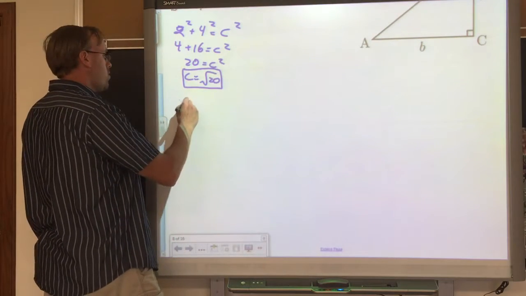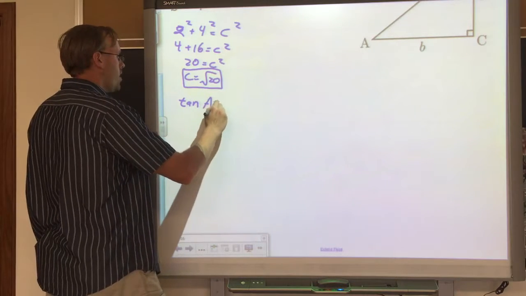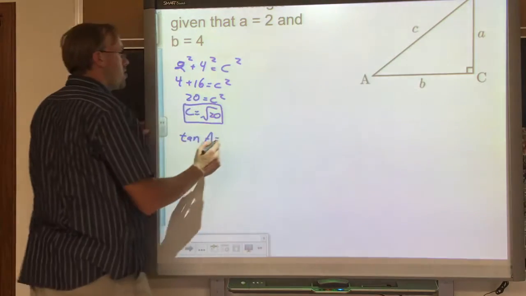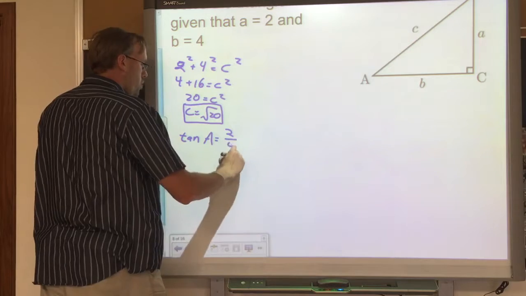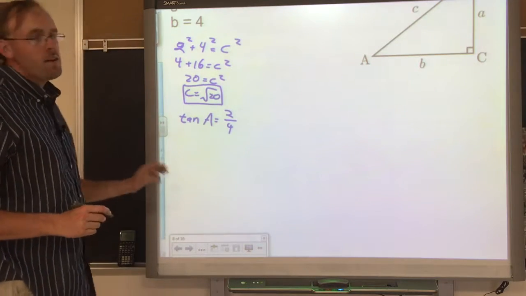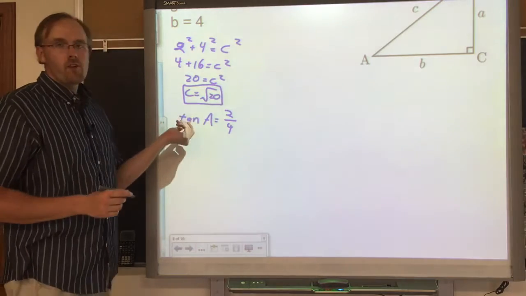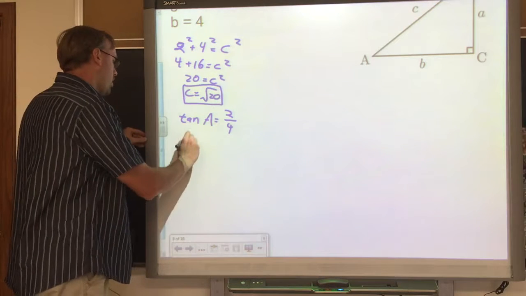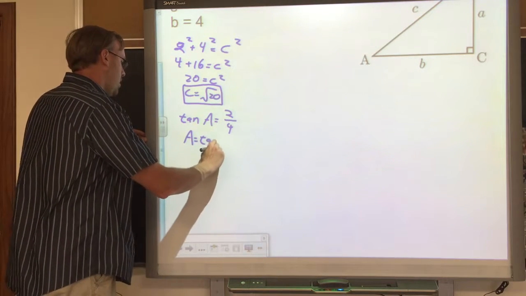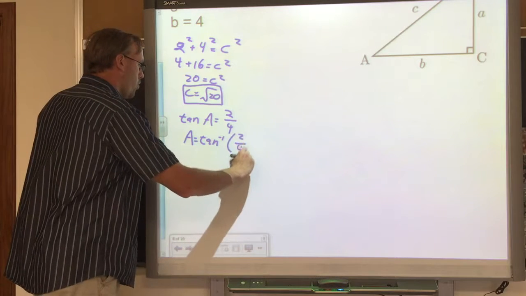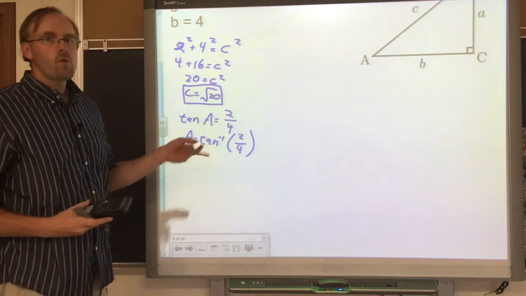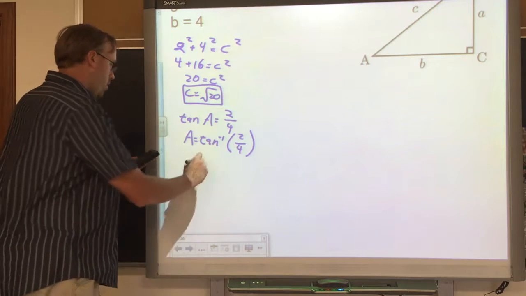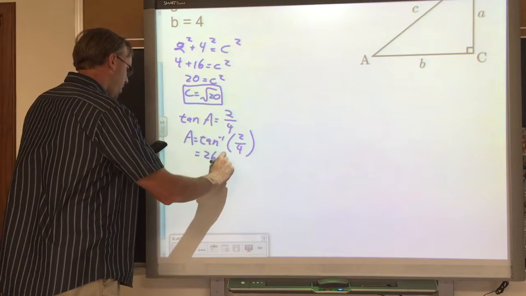Now this time I'm going to use tangent. So if we use tangent of A, that's going to equal the opposite, that's A, over the adjacent, that's B. So that's going to equal 2 over 4. But again, we know the ratio, we want the angle. Tangent doesn't do that. Tangent takes the angle and gives us a ratio, so we need the inverse function. So tan inverse of 2 over 4. This is another way of saying arctan. So on your calculator, tan inverse of 2 over 4, and we get 26.57.